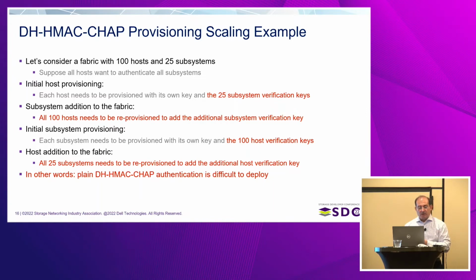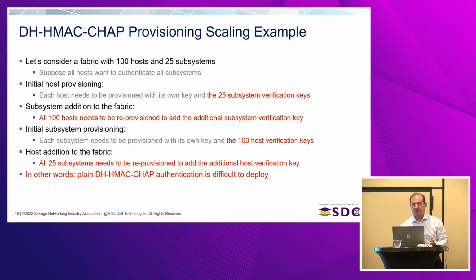And what happens when I add one subsystem to the fabric? All 100 hosts need to be reprovisioned to add the additional subsystem verification key. Otherwise, I cannot authenticate that subsystem. Same on the other side. Initial subsystem provisioning, each subsystem needs to be provisioned with its own key and the 100 host verification keys.